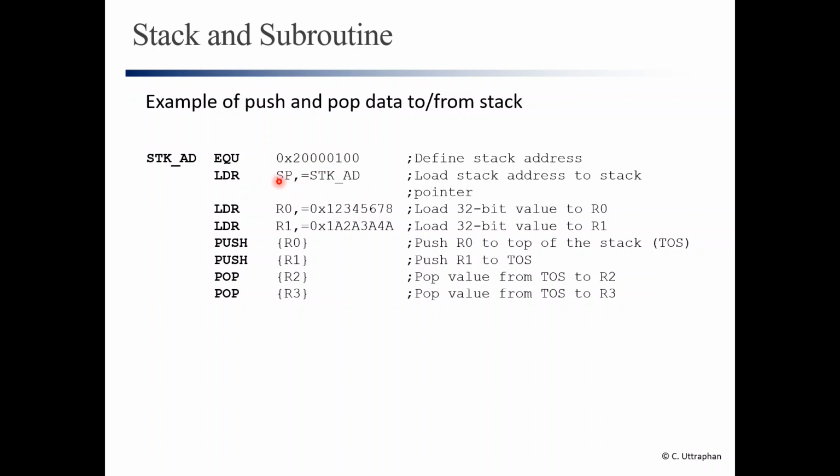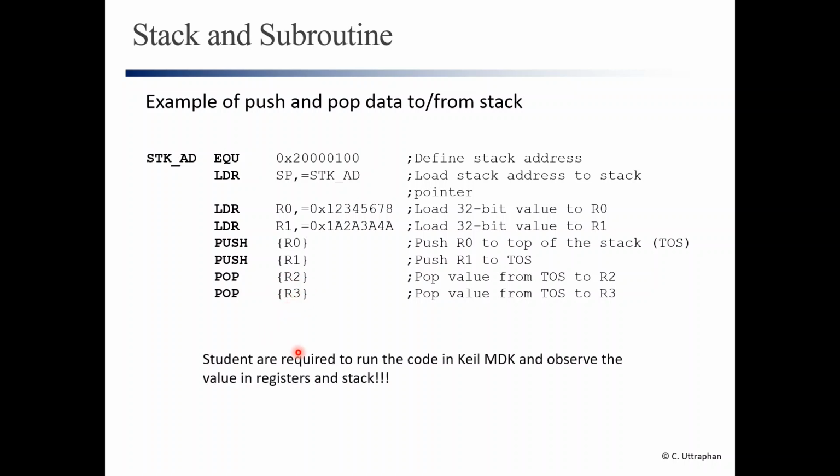Next, we load the stack address into the SP register. Remember, the SP is the stack pointer. Then we load these 32-bit data into R0 and R1, respectively. Now, we will push the first data into the stack, where the data is from R0, followed by the data from R1. Then we pop the data from the stack to R2 and R3, respectively. For better understanding, you are required to run the code in KEIL and observe the values in registers and stack.